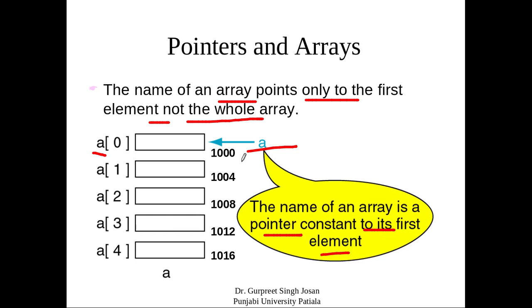Suppose these are the addresses 1000, 1004, 1008, 1012 and 1016 that are allocated to the locations 0, 1, 2, 3, 4.